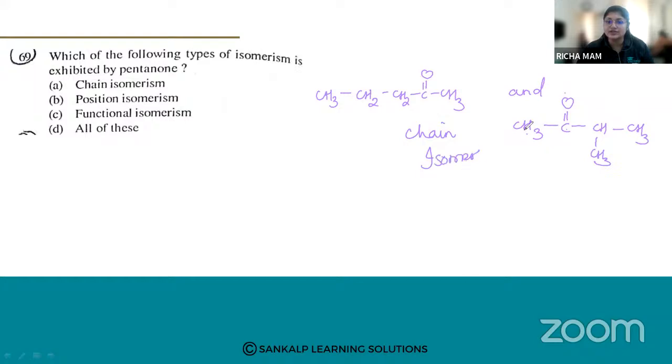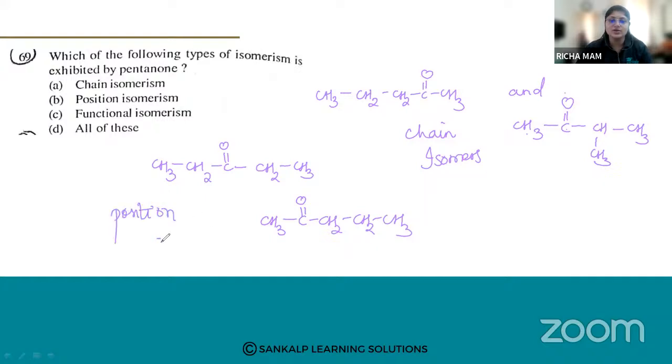The chains are different, the mode of attachment is different. So these are the chain isomers. Then again, what is possible? CH3, CH2, C double bond O, CH2, CH3, and again the possibility C double bond O, CH2, CH2, CH3. So this is a position isomer. Position isomers means the functional group position is different. Here it is 1, 2, 3, and here it is 1, 2. So this is 3-pentanone, this is 2-pentanone. So the position is different.